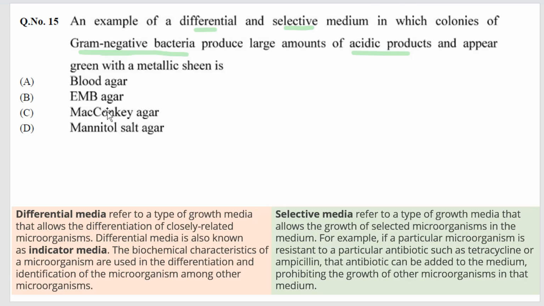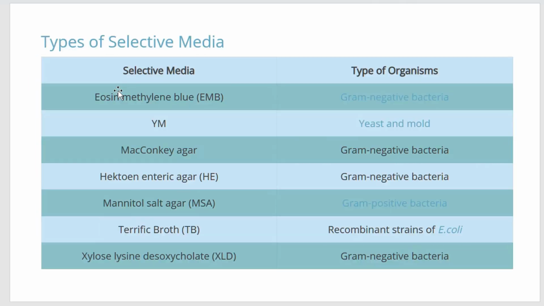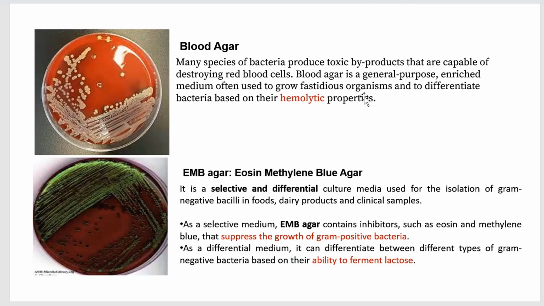Here, EMB and MacConkey, we see that they are important for gram-negative bacteria. Both are for gram-negative bacteria, so either of the two can be our desired media. Within that also, blood agar is there.